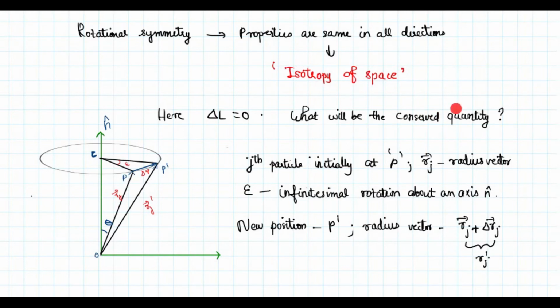So here also I am considering the jth particle of the system, which is initially at the position P. Let Rj be the radius vector of this jth particle. Now let the system as a whole undergo an infinitesimal rotation, say epsilon, about an axis n cap. Now, if you look at the jth particle, it got shifted to P dash. So the new radius vector will be Rj dash, which is equal to Rj plus delta Rj. But here you have to determine this delta Rj. So you can use this figure for that.